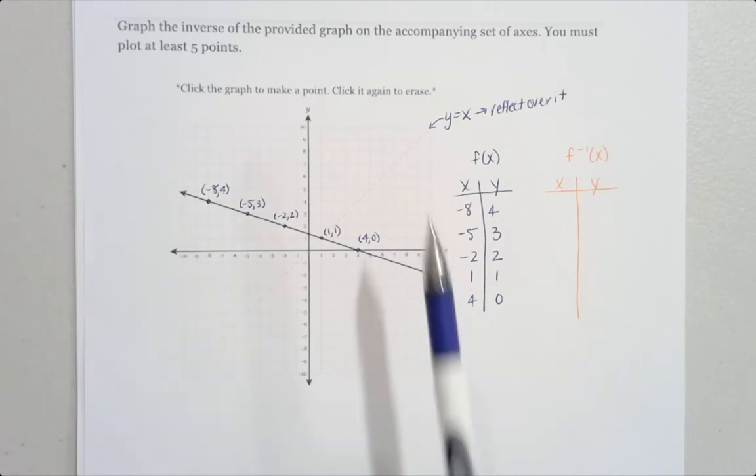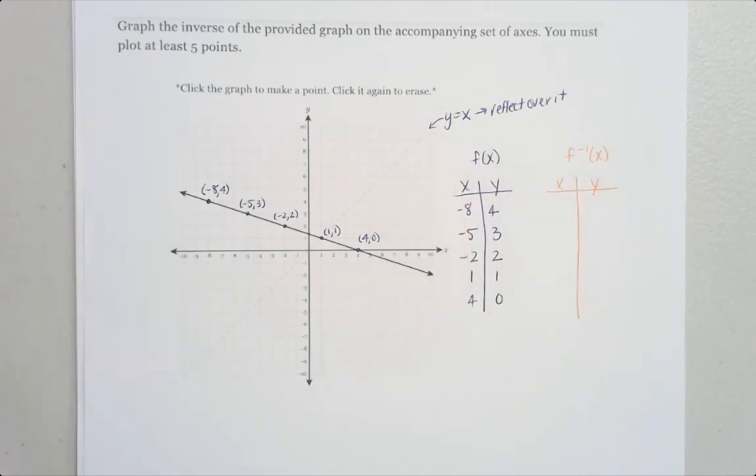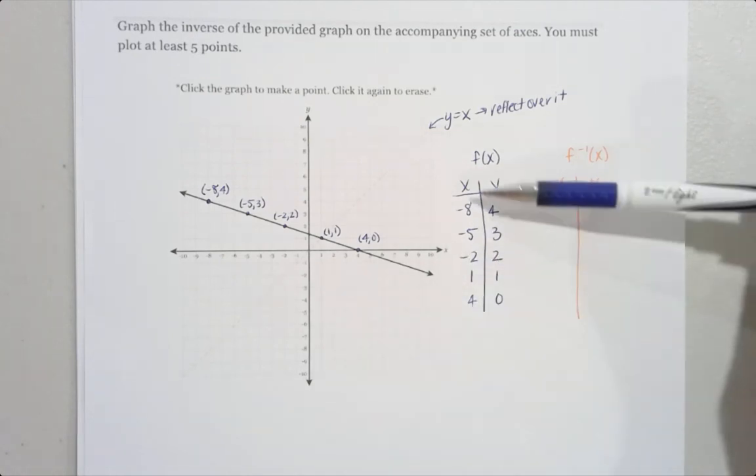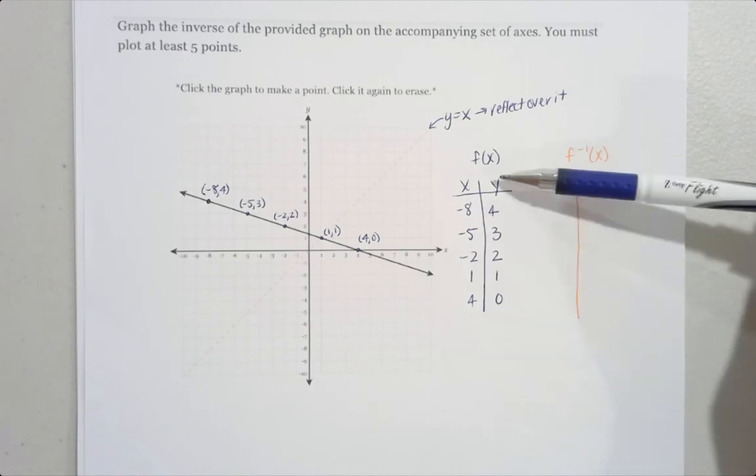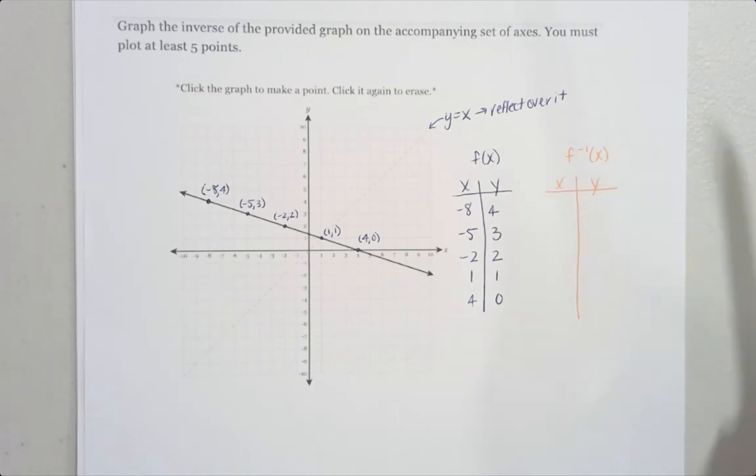So what does that mean? It means that we have to reflect it over the line y equals x. Remember, what we were looking at behind the scenes, what was going on in a function, or even some of our relations too, is that all of your x values become your y values for your inverse, and all of your y values become your x values for your inverse.